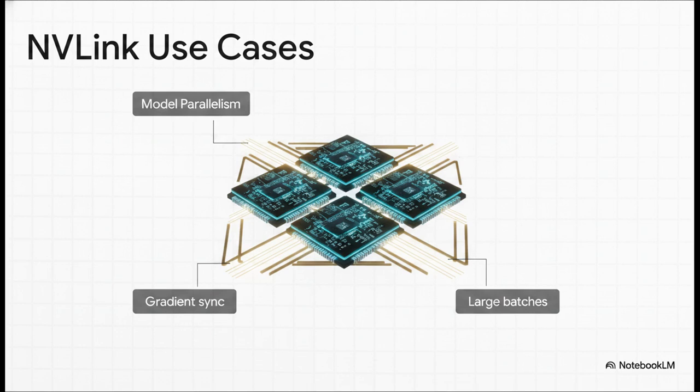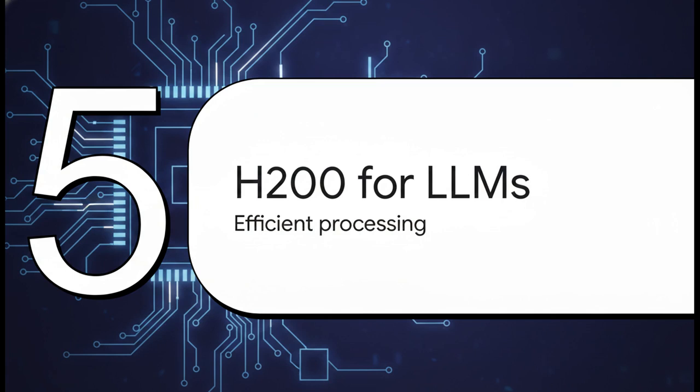And this massive interconnect bandwidth is a game changer, because it allows up to 4 H200 cards to bridge together, basically acting as a single, unified compute fabric. Some of the major use cases for this include model parallelism, where a massive model is safely distributed across multiple cards. It's also absolutely essential for gradient synchronization, which is just how GPUs agree on updates while they're training together. Plus, it's great for handling excessively long context windows and processing massive batch sizes without completely bottlenecking on traditional server architecture. Next up, Section 5, why the H200 excels at LLMs.